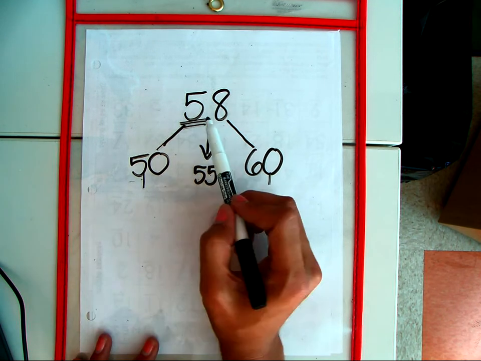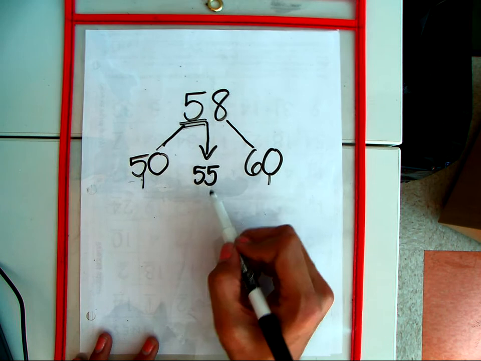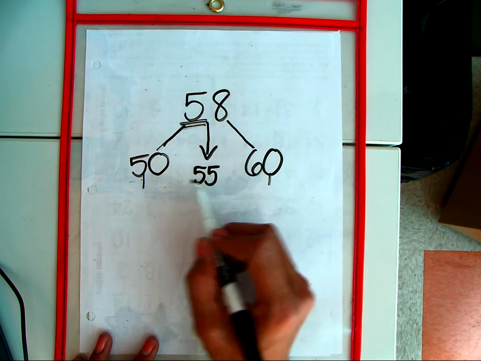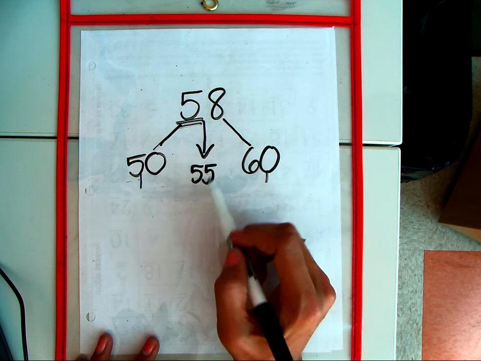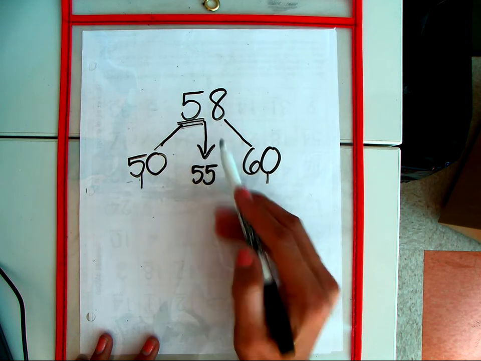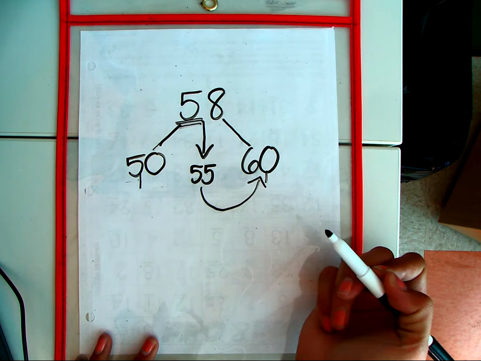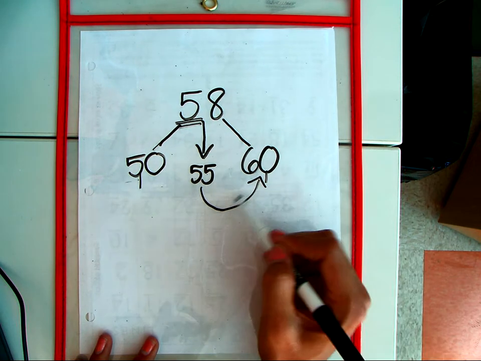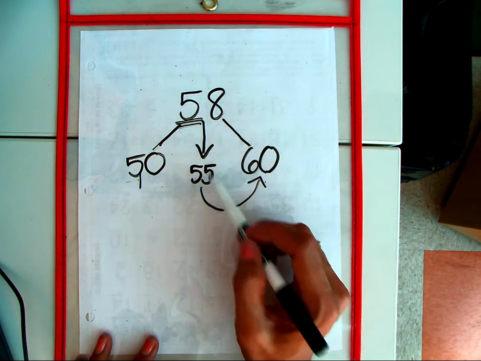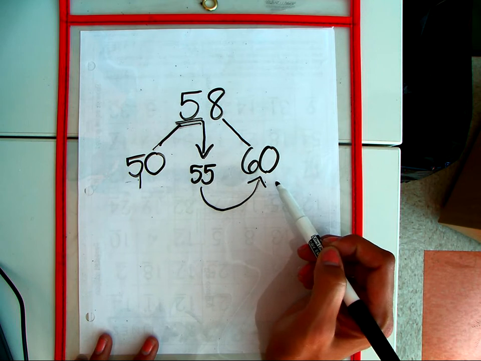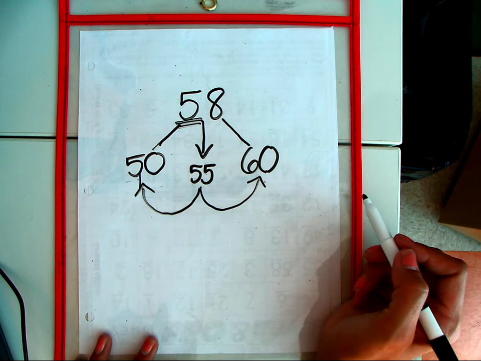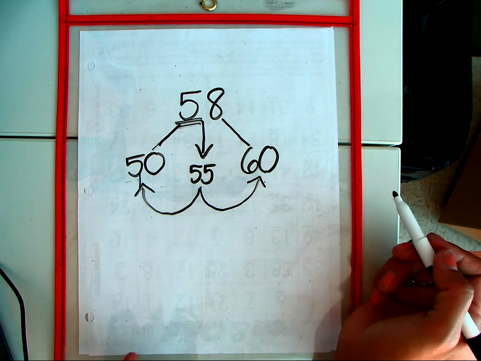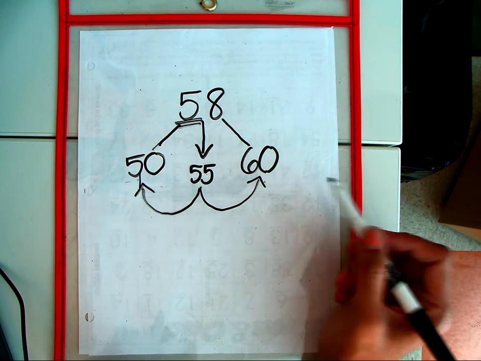After I've considered what two tens the number is between and what the midpoint is, I need to decide, is 58 greater than the midpoint or is it less than the midpoint? If I look at 55, I know that 58 is greater. I know that 58 is greater than 55, so 58 rounds to 60. We draw this line both ways, and we can also justify 58 rounding to 60.